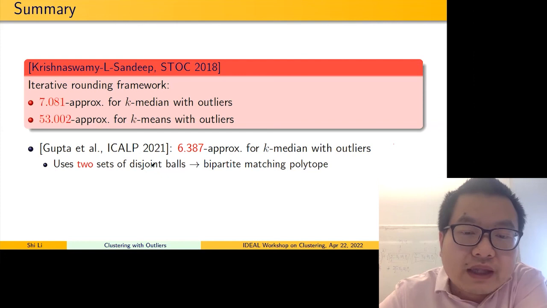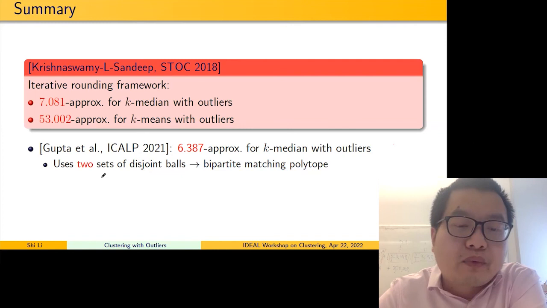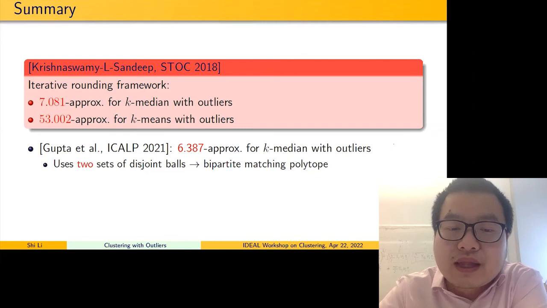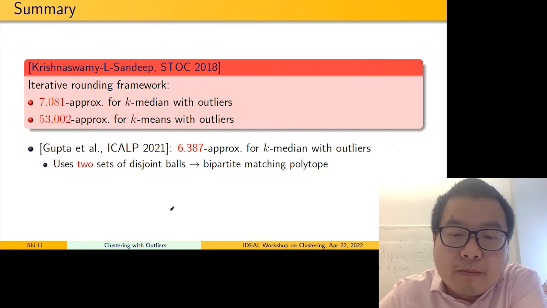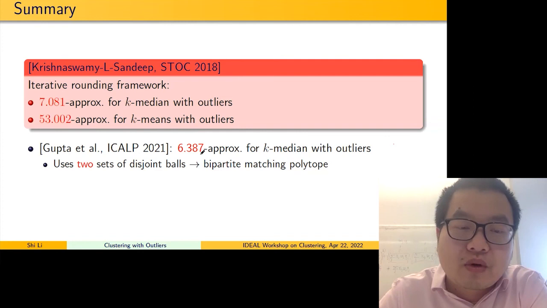So in their rounding algorithm, they maintain two sets of disjoint balls. So they have a C star and a C star prime. And the balls in C star are disjoint, the balls in C star prime are disjoint, and that gives them a bipartite matching polytope. And although it's not as good as the disjoint ball structure, they can still manage to do the iterative rounding, and eventually they get a 6.387 approximation.